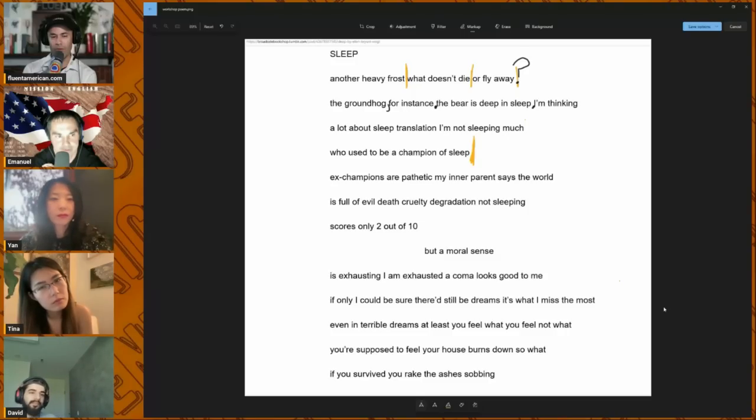Are we still confused? I'm confused about what the groundhog is doing here. Like, for instance, of what? The groundhog is sleeping. Hibernating.